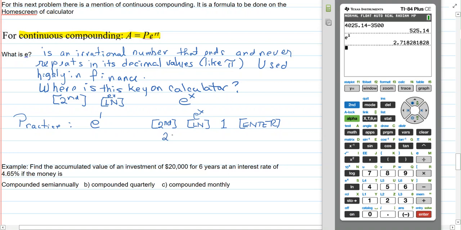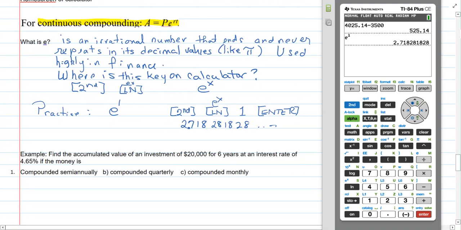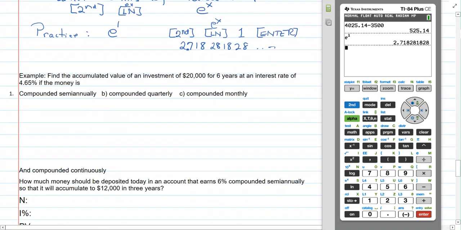Now the calculator will only show so many digits at the max. So it keeps on going. And, oh, that's a 2 point right there. So you can see, like pi, it is one of those weird numbers, and you're going to be using it for this formula. All right, so let's get back to this assignment.